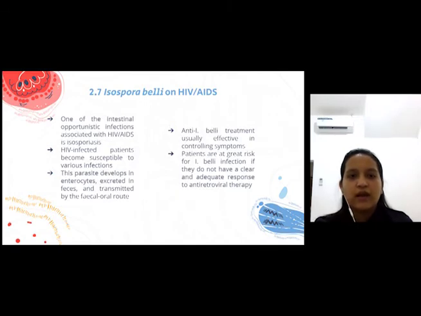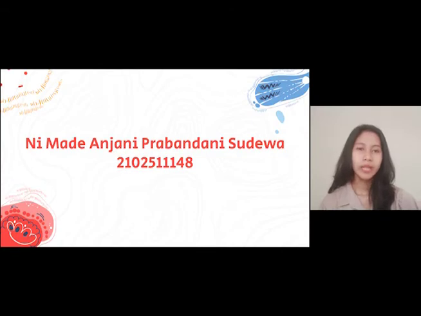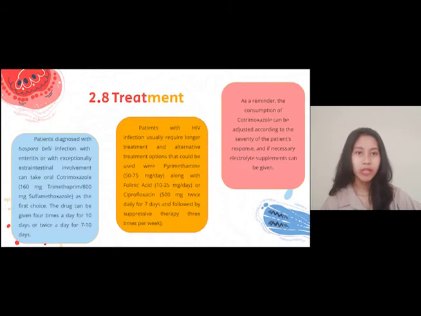HIV-infected individuals are more likely to experience sudden, severe, and explosive diarrhea when infected with opportunistic protozoa. Patients are at great risk for Isospora belli infection if they do not have a clear and adequate response to antiretroviral therapy. Thank you. My name is Anjani Prabandani Sudewa with last three digits 148. So I will explain about the treatment of Isospora belli infection. Patients diagnosed with Isospora belli infection with enteritis or with exceptional extraintestinal involvement can take oral cotrimoxazole, 160 mg trimethoprim or 800 mg sulfamethoxazole, as the first choice.